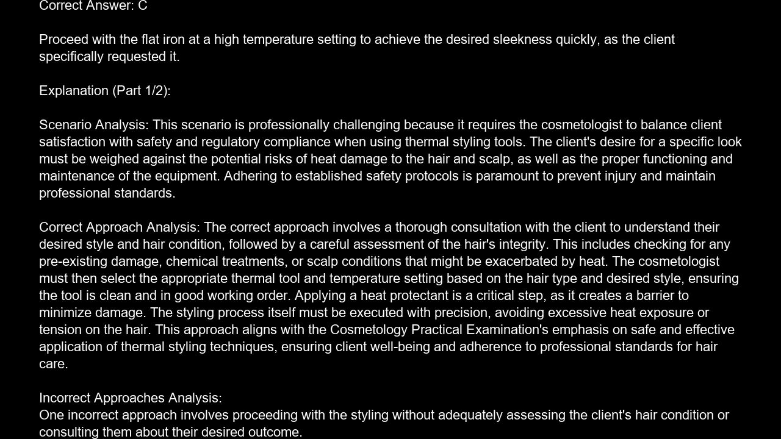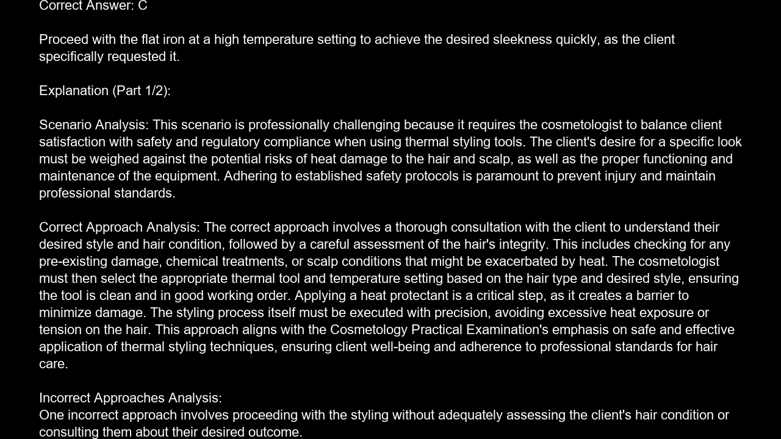Applying a heat protectant is a critical step, as it creates a barrier to minimize damage. The styling process itself must be executed with precision, avoiding excessive heat exposure or tension on the hair. This approach aligns with the cosmetology practical examination's emphasis on safe and effective application of thermal styling techniques, ensuring client well-being and adherence to professional standards for hair care.